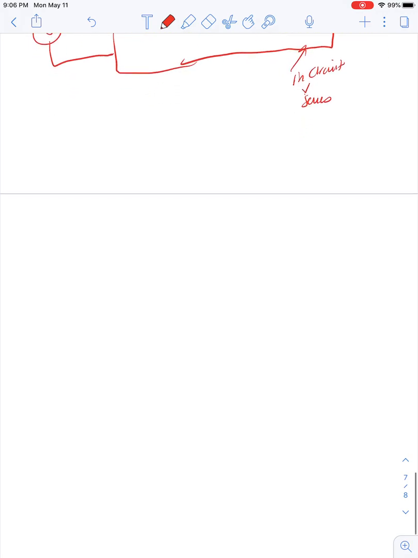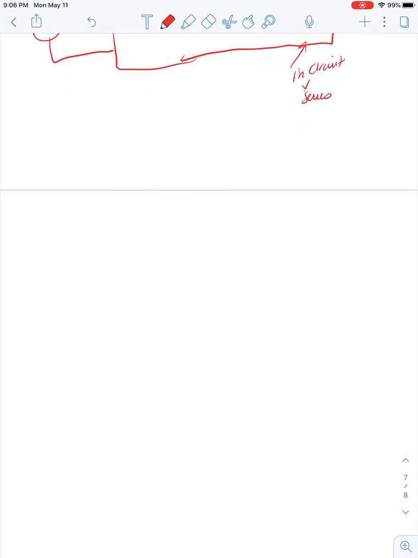And now we're going to do some calculations with circuits in the next lesson. Okay? Hopefully that makes sense.